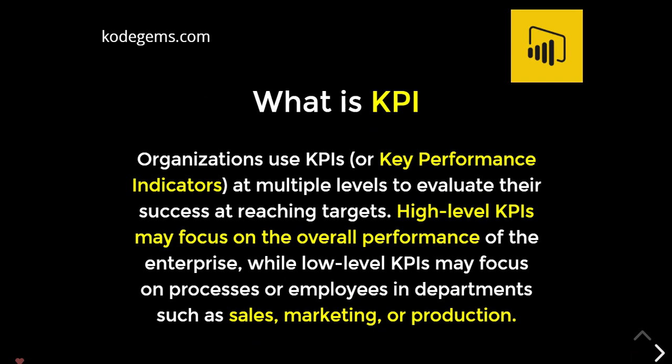So let's start. What is a KPI? Organizations use KPIs at multiple levels to evaluate their success at reaching targets. High-level KPIs may focus on the overall performance of the enterprise, while low-level KPIs may focus on processes or employees in departments such as sales, marketing, or production.